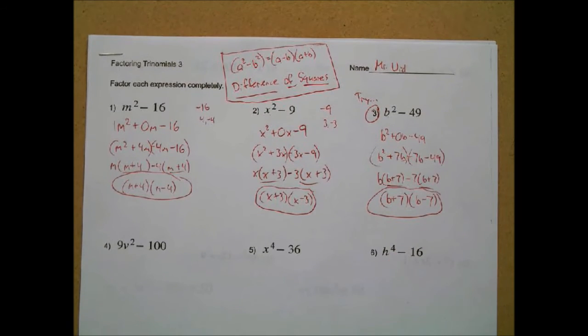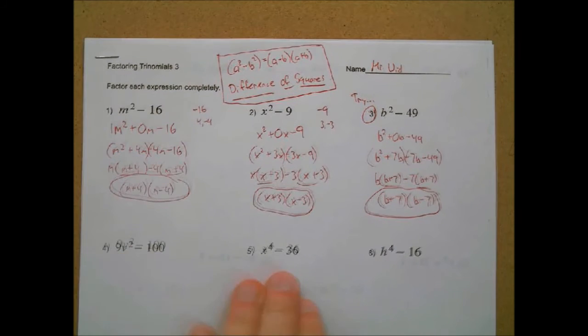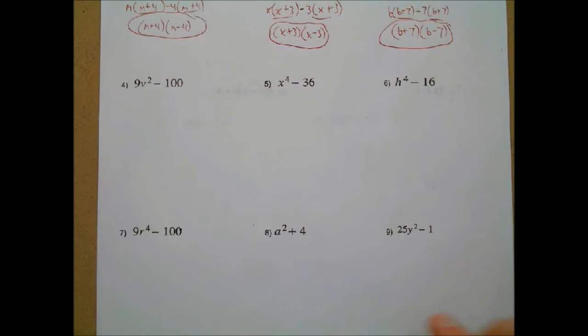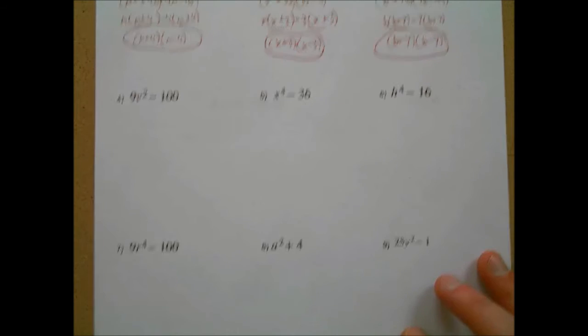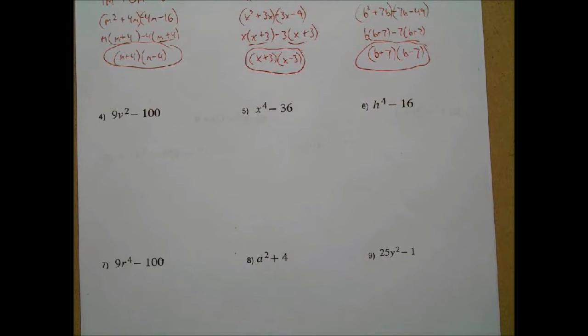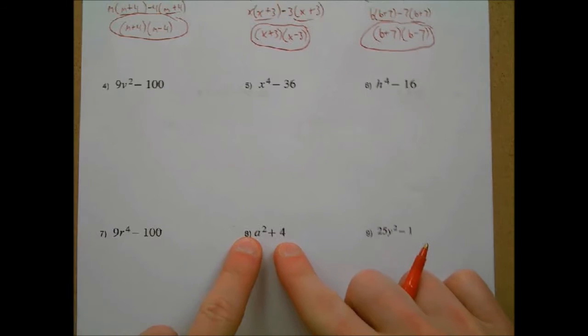Difference of squares. Now, before we start number 4, 5, 6, and 7, I want to jump down to number 8 real quick, because how is 8 different than the other problems on this paper here? Mark, Dylan, Alex, what's different about number 8 than the rest of these? We have addition instead of subtraction here. But it's an addition, it's a sum of squares, right? It's a squared plus 4.